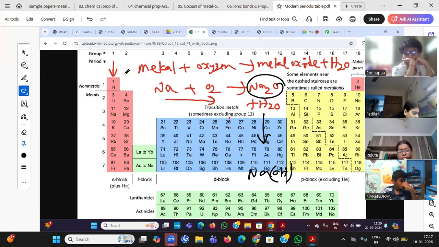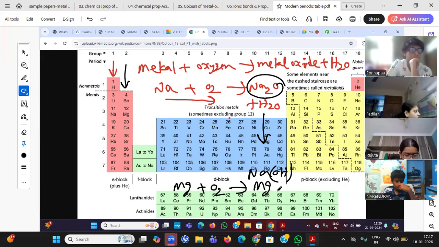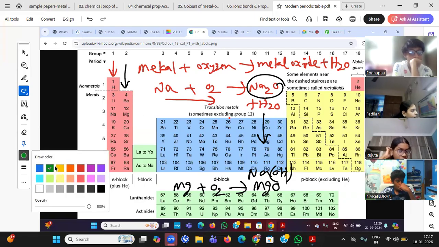Next, we went to the second group. In the second group, I took one example, Mg, metal plus oxygen. Obviously, here also magnesium oxide, MgO. So this also reacts with oxygen heavily, but not so heavily as the first group. The first group was very rigorous. This is okay, they are good at reacting with oxygen. Now what about the water?